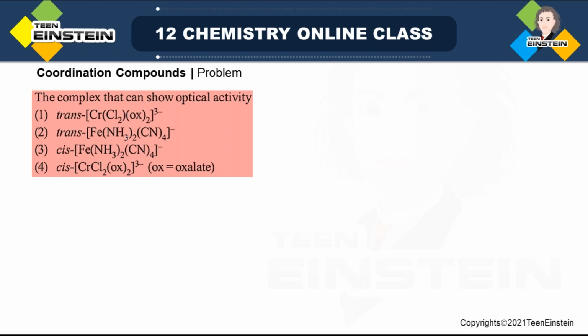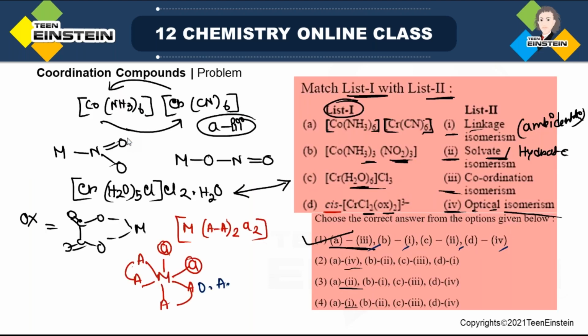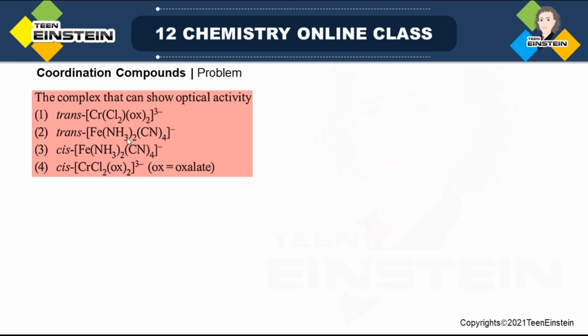So the first type, [Cr(Cl)2(ox)2]3-. Now see, this particular example we have just done in the previous question. Look at List 1, complex D, it is [Cr(Cl)2(ox)2]3-, and that is here also mentioned. That means here the type will be MA2A2, but it is trans, and its cis form is also given in option 4.